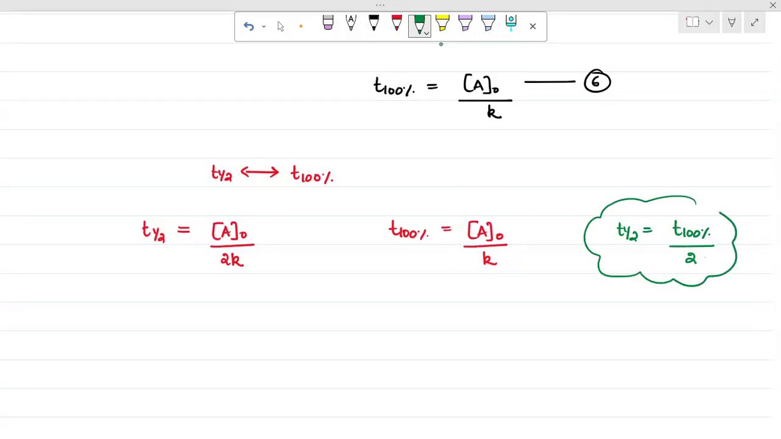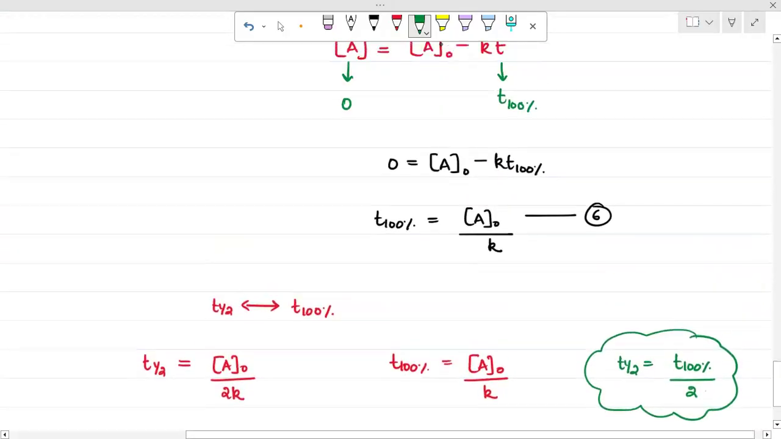Correct? So they ask relations like this. So this is T half and T 100. They might ask you T 30 and T 70 or T 10 and T 99. We'll do that in the practice session. But now you know how to derive and how to rearrange, etc. Okay. Let's draw a graph as well.